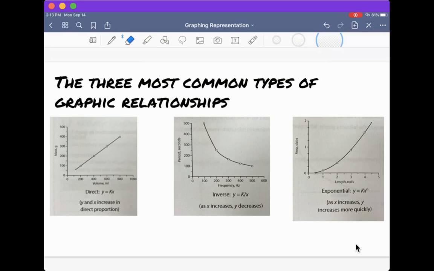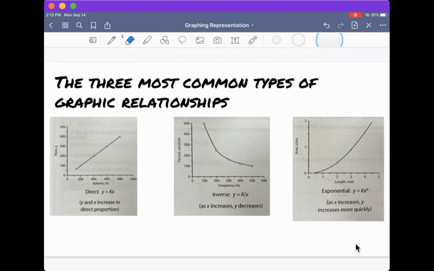Okay, so three of the most common types of graphic relationships that you're going to get in the chemistry lab are direct, inverse, and exponential. So take a look at each of these three graphs. So we've tabulated our data that we've collected, we've drawn the graph, we've given it the best fit line, connected the plots, and so forth, and we get these graphs. So now what? Well, these graphs are going to tell us the relationship between the two variables.